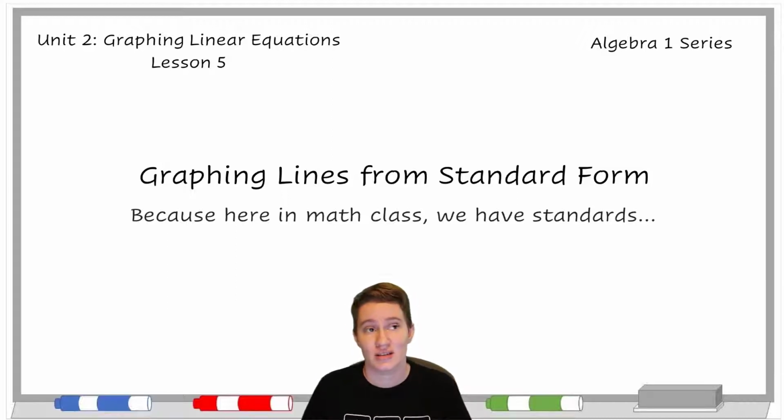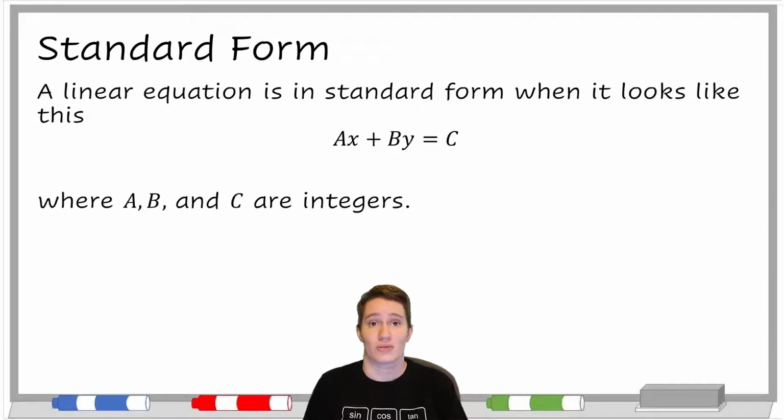Last lesson was a really good lesson because we talked about how to graph lines when they're in slope-intercept form. It would be nice if we had other options of how we could graph as well. So this is what we're going to do: we're going to graph from a different starting form. Let's take a look at what standard form actually is.